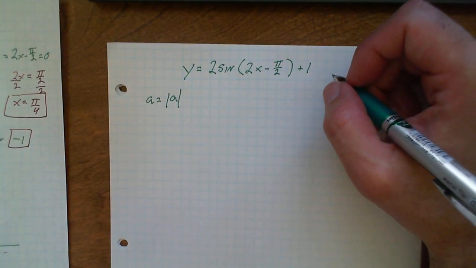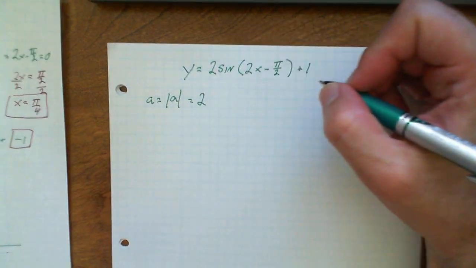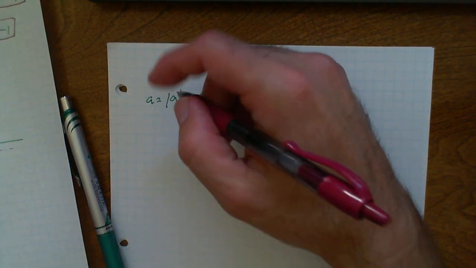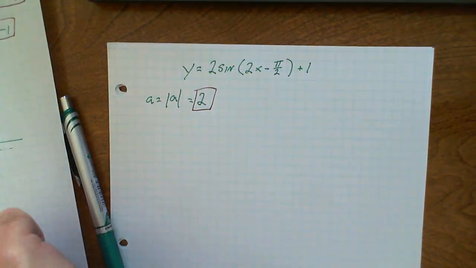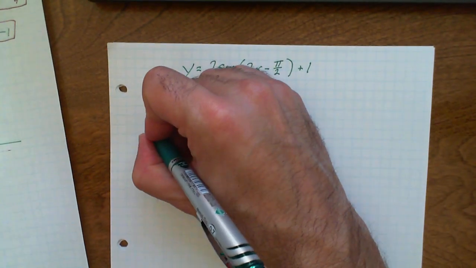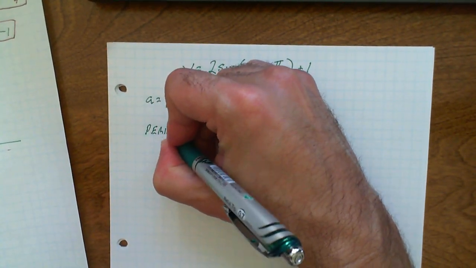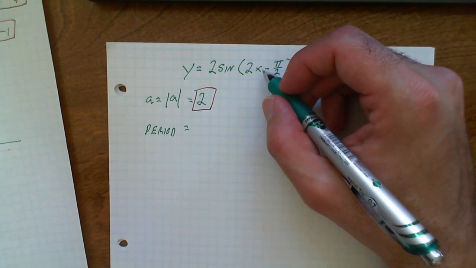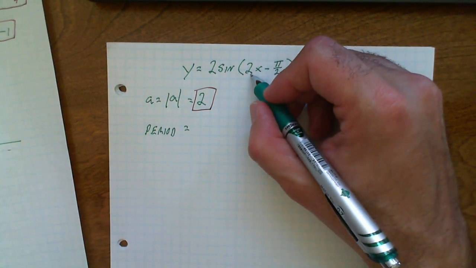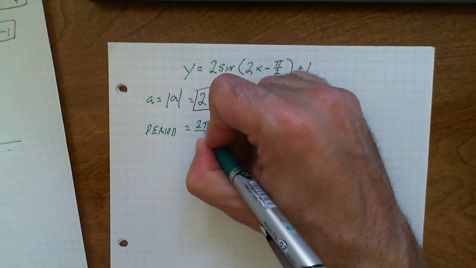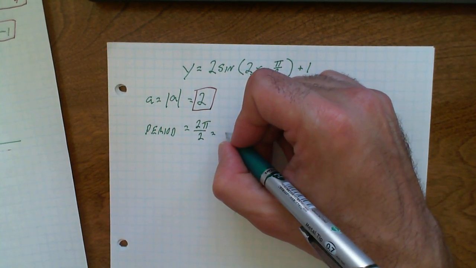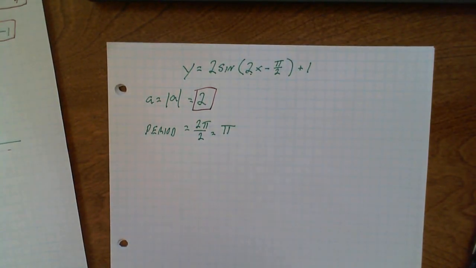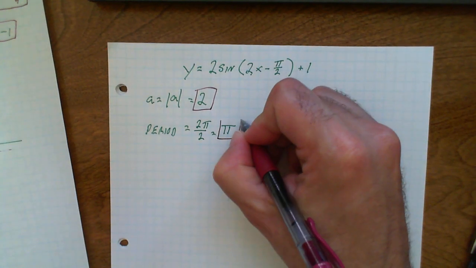My amplitude is going to be 2. And let's highlight that so we know. Okay, amplitude is 2. My period is going to be 2 pi divided by b, so it'll be 2 pi divided by 2, which is going to equal pi. So my period will be pi.